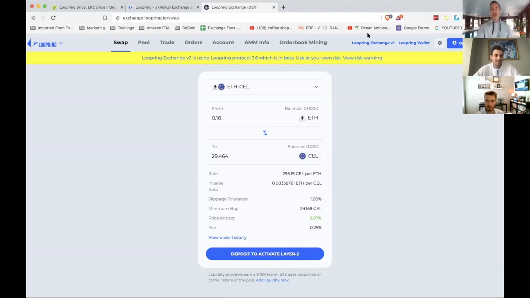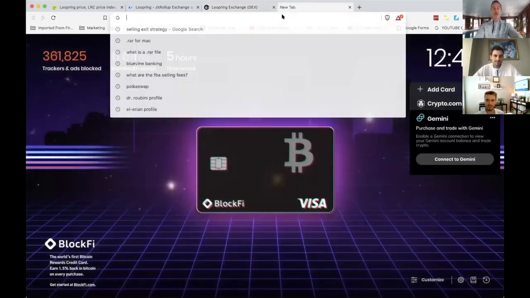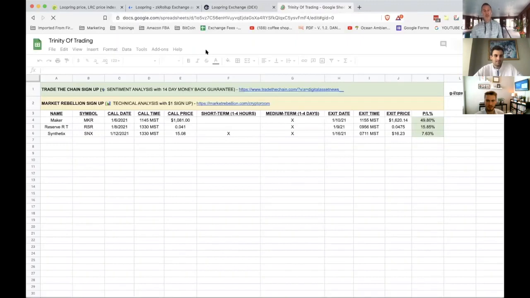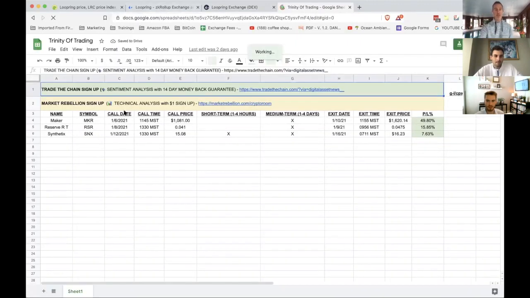Okay. So just so everybody knows, every trade that we do, we put up here at Trinity Trading, which is open to the web. Everybody can take a look at it. We've done 3 so far. We did Maker on January 6th. Started at 1,081, sold off at 1,620, 50% profit. We did Reserve Rights on January 8th, and went 0.0475, 15%. Synthetics, not too bad, a paltry almost 8%, but this was a short-term and a long-term one. I still think Synthetics could be a great long-term play like you guys were talking about, but I will add this in after this video for Loopring.